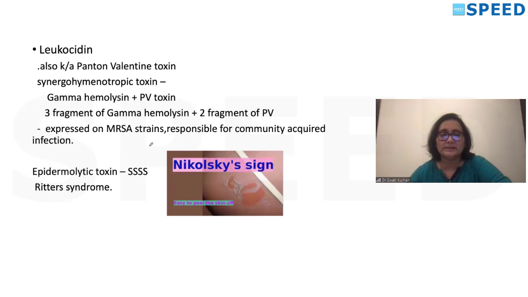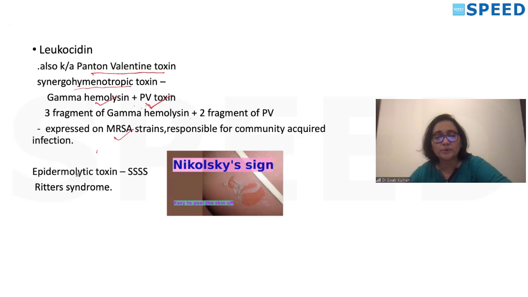Now what is leukocidin? Leukocidin, which we say Panton Valentine toxin, is also called synergohymenotropic toxin. Why are they called synergo? Because two toxins together show a synergistic effect. That is your gamma hemolysin and PV toxin, that is Panton-Valentine toxin. The gamma has 3 fragments, PV has 2 fragments. They together act in synergy, so that is called synergotoxins. They are expressed on MRSA, which is responsible for community-acquired infection.